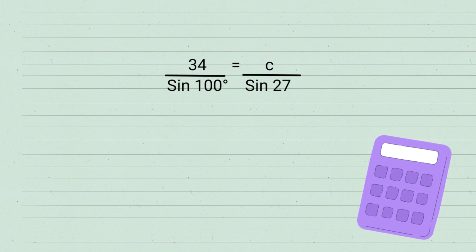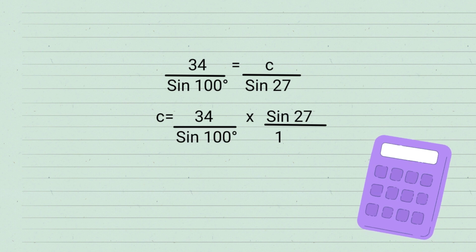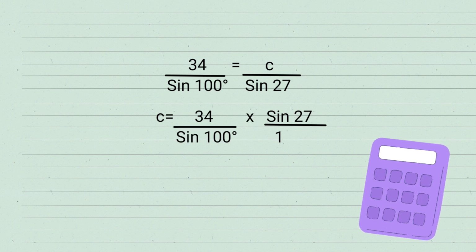Let's use the other part of the equation. 34 over sine 100 equals c over sine 27. So c will be 34 over sine 100 multiplied by sine 27 over 1. Use our calculator. So c is equal to 15.6.